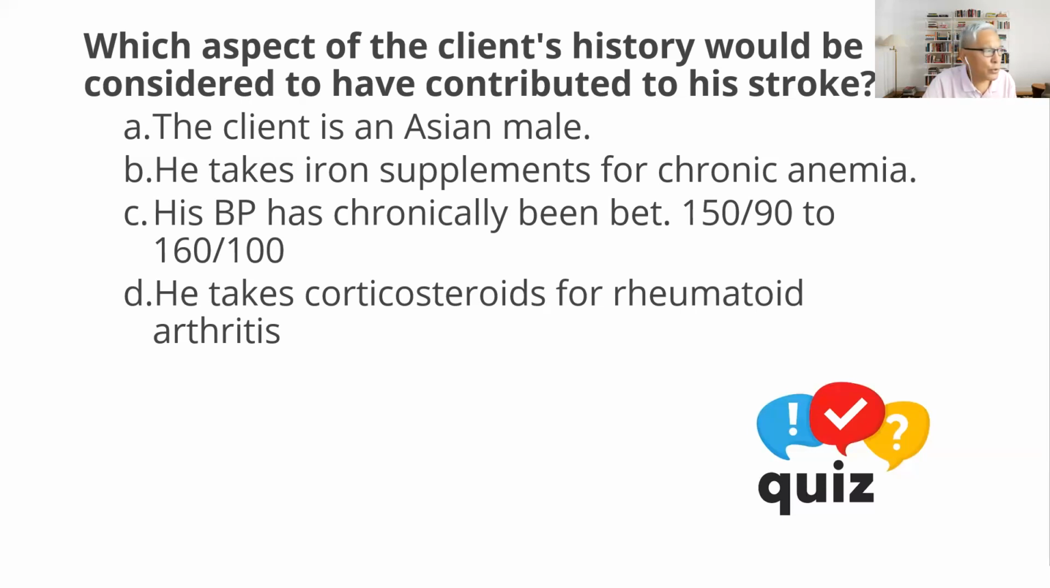Okay, so you are correct. The fact that this patient's blood pressure is elevated chronically predisposes him to the development of stroke. The fact also that he's an Asian male is going to be one other risk factor, but because we have hypertension here chronically, this is stronger than the fact that the patient is Asian.